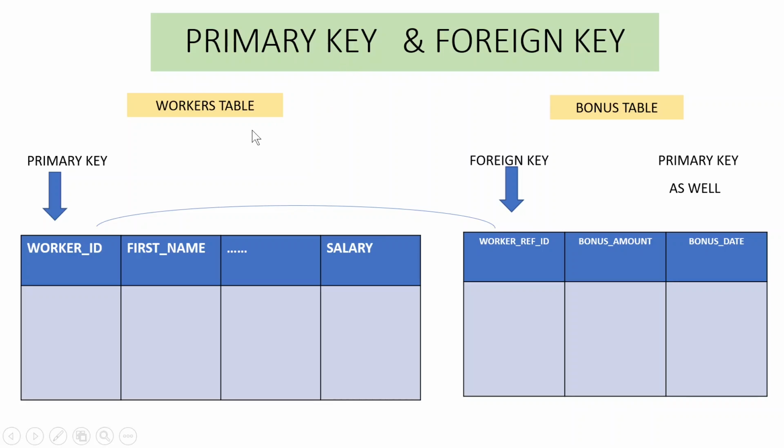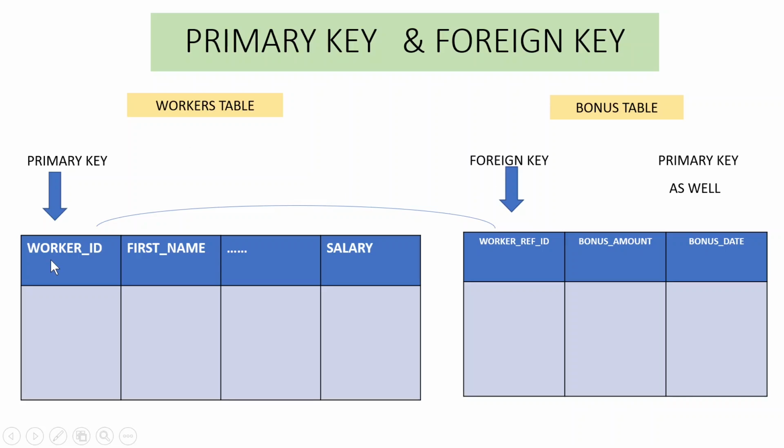So let's see with the example of these tables. This is the workers table, which holds the records of workers, and this is the bonus table. This table holds the records of employees who are eligible for the bonus. Our main focus is on primary key and foreign key.